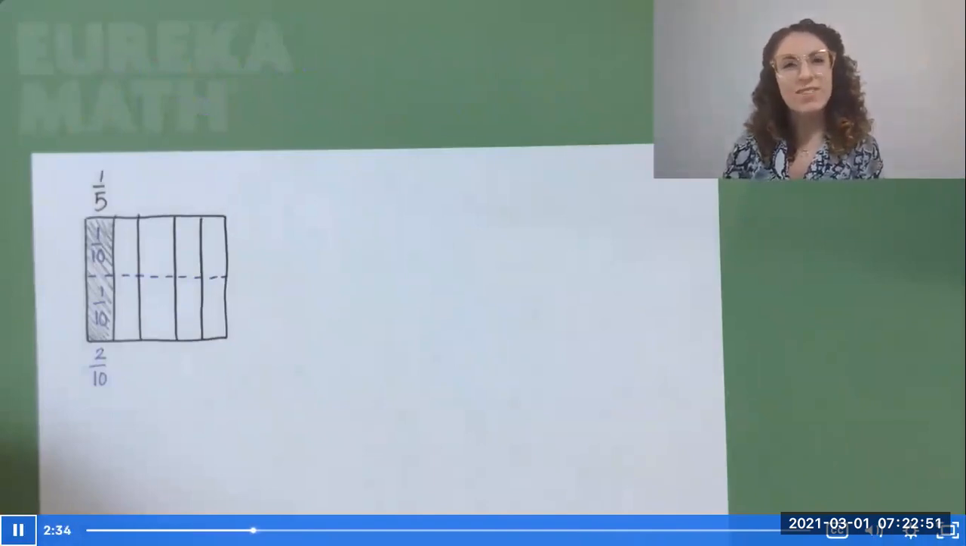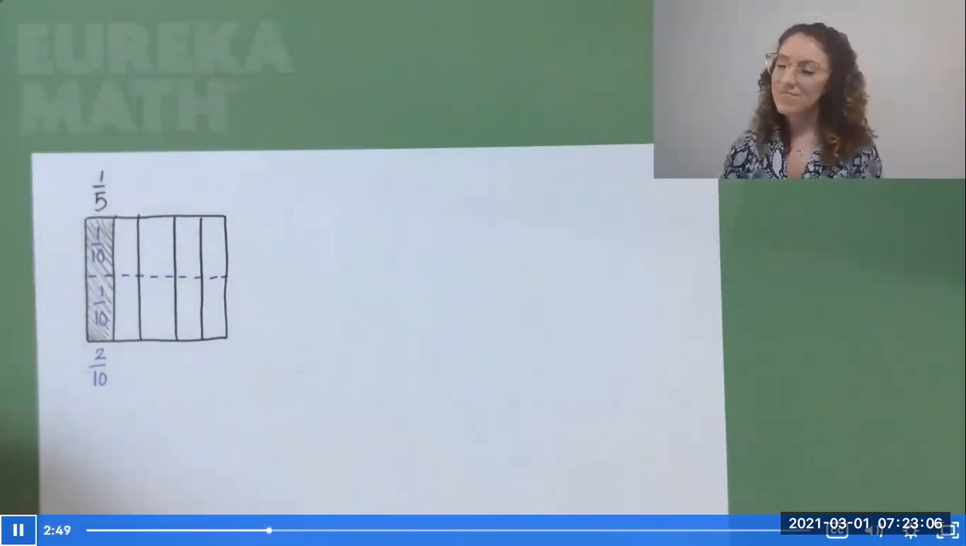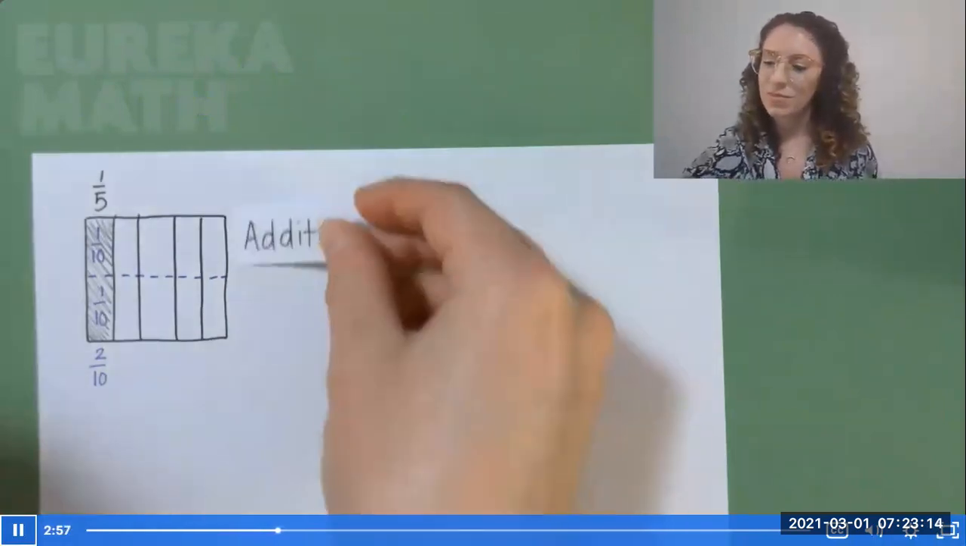But did the shaded area change? Did we shade more or erase any? No, it's the same amount. We just made a smaller unit. What relationship does this show between 1/5 and 2 tenths? It shows they are the same. They are equivalent. How could we show this as an addition sentence?